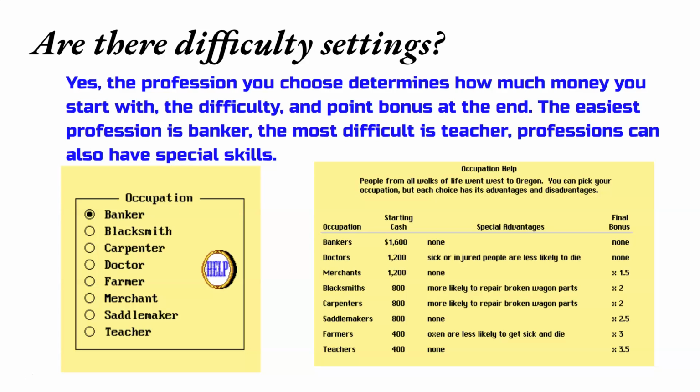So as a banker, you start with the most money, $1,600 cash, but you don't get any bonus and you have no special advantages. Then as you go through, each profession has a certain amount of money and some skills or not. Teachers at the bottom, we unfortunately only start with $400 and we have no special advantages, but we do get the biggest bonus. So if you beat the game as a teacher, your score gets multiplied by 3.5, and less so depending on what profession you choose.